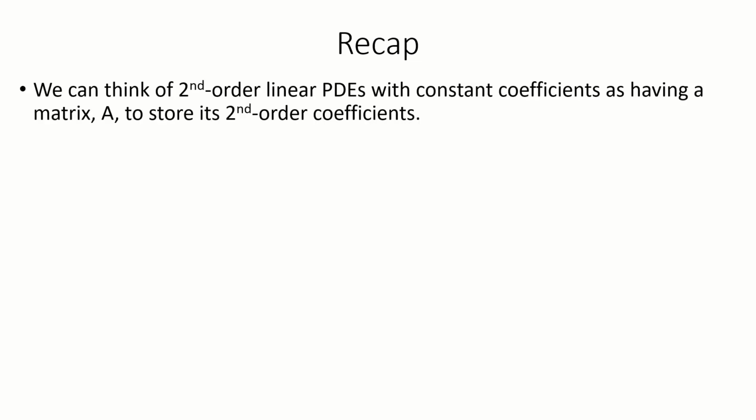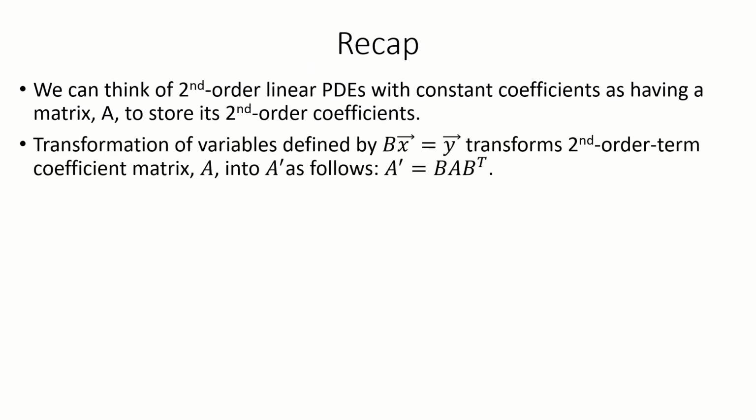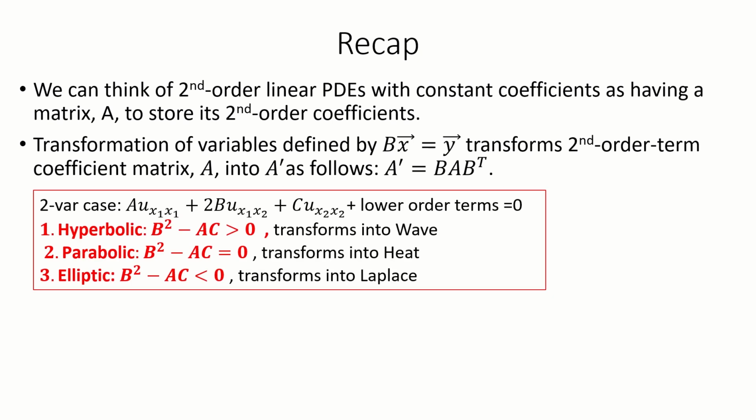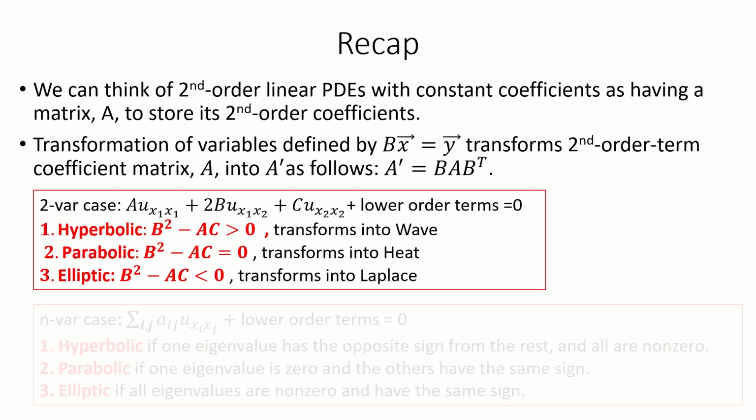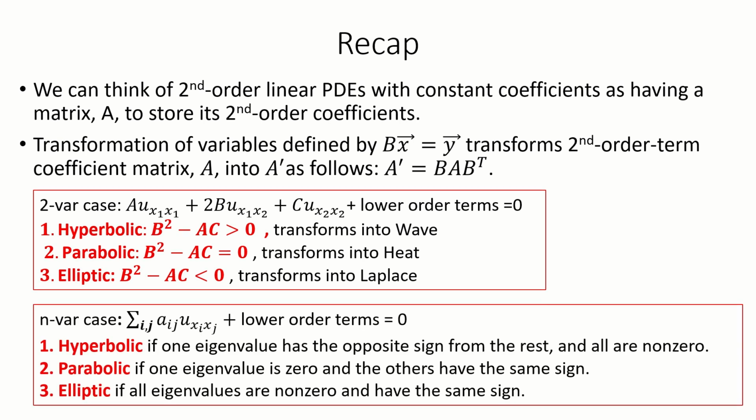To finish the video, let's do a recap. We can think of second-order linear PDEs with constant coefficients as having a coefficient matrix and a coefficient vector to store its second-order and first-order coefficients respectively. Linear transformations of variables transform the coefficient matrix and coefficient vectors in predictable ways. Using the eigenvalues of our coefficient matrix, we can determine what kind of equation we can transform our PDE into. This is the motivation behind categorizing PDEs into hyperbolic, parabolic, and elliptic categories.